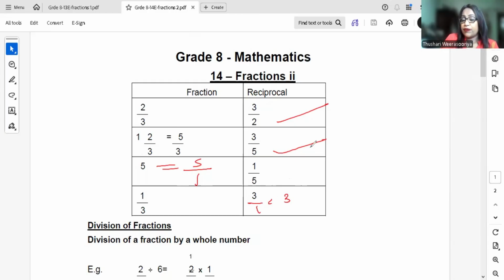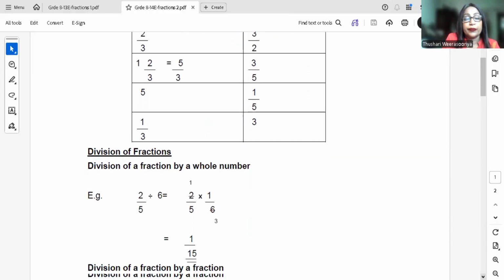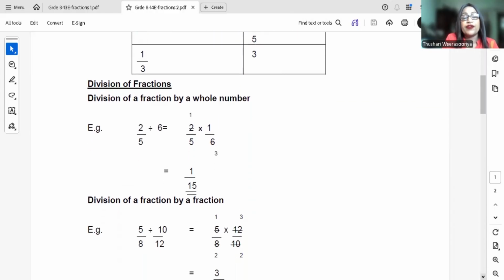Why do we learn the reciprocal? Because you need the reciprocal to do the division. We'll see how to do a division sum. That is the first part, division of a fraction by a whole number. How are we going to divide?